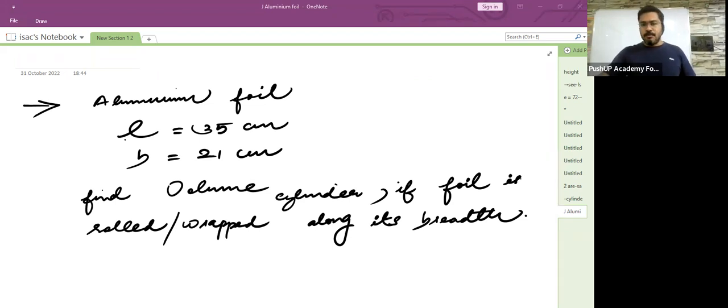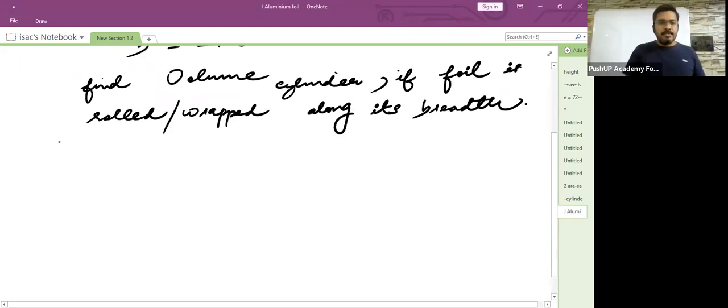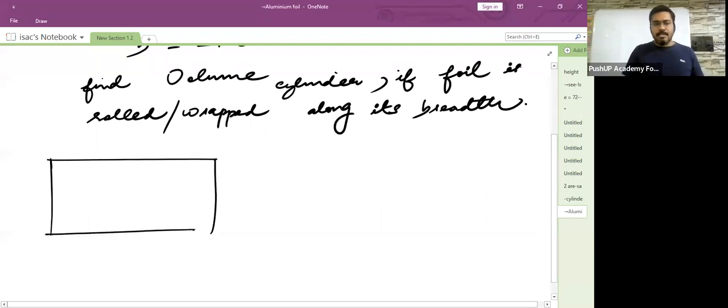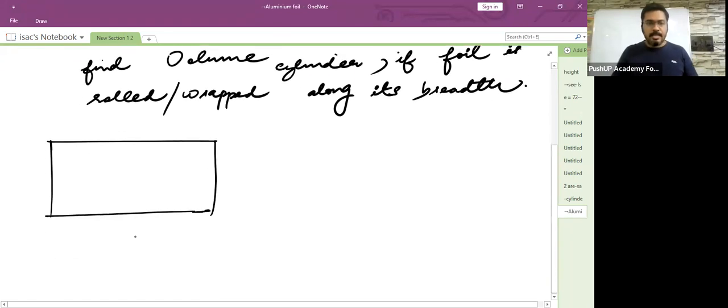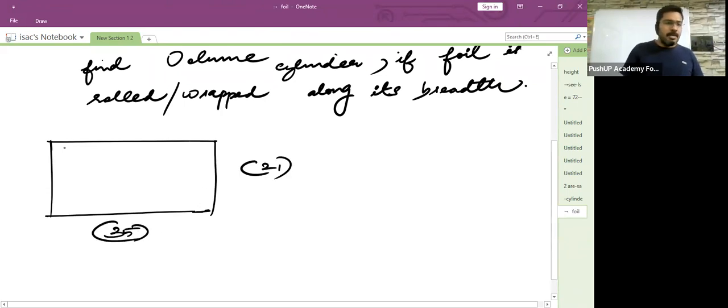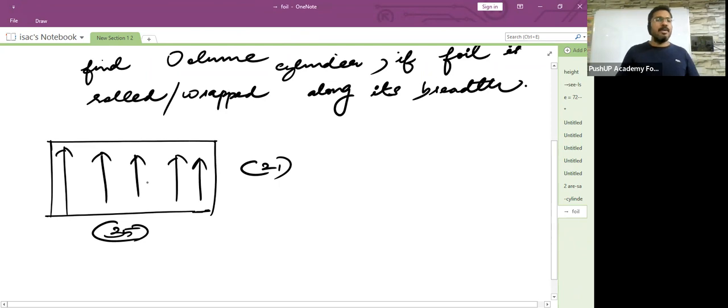When I ask you to fold or wrap this rectangular foil along its breadth, children, you should understand what was the length and breadth. 35 and 21, right? So this is 35 and this is 21. Children, how will you wrap this foil along its breadth? This way, right? This is the way you have to wrap it along the breadth. So this will be the resultant cylinder which you are getting.